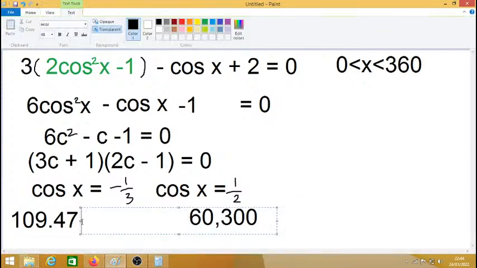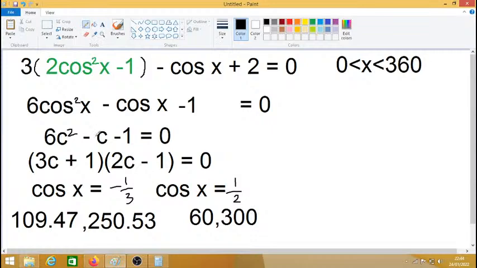We've already got 109.47, so the next angle will be 350.53. No, sorry, 250.53. Okay, the pairs have to add to 360. If it was sine, it wouldn't add to 360, but we'll come to that when we come to that. So there are your angles between 0 and 360, which satisfy the original equation.